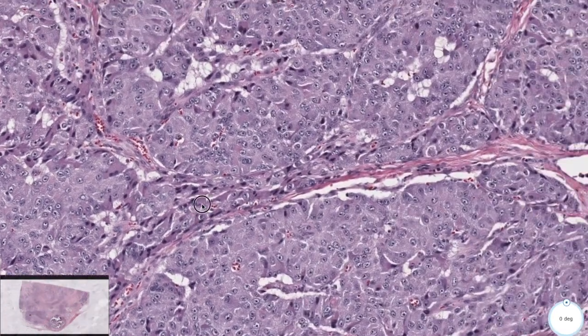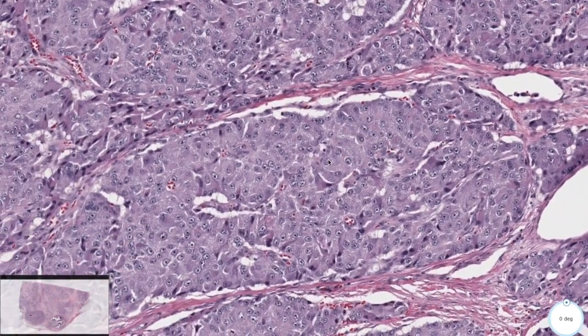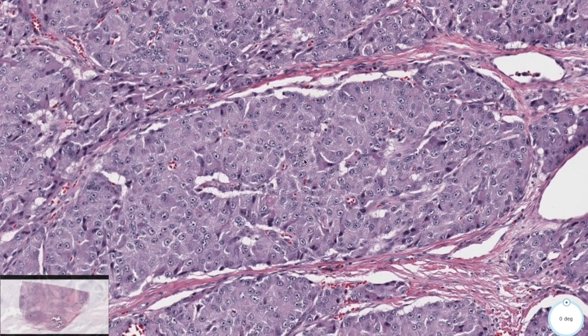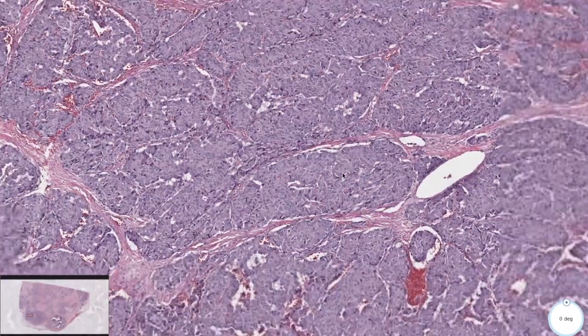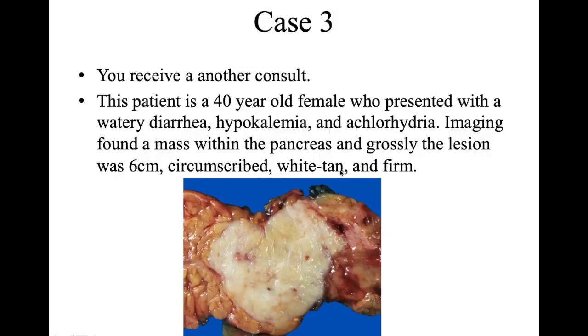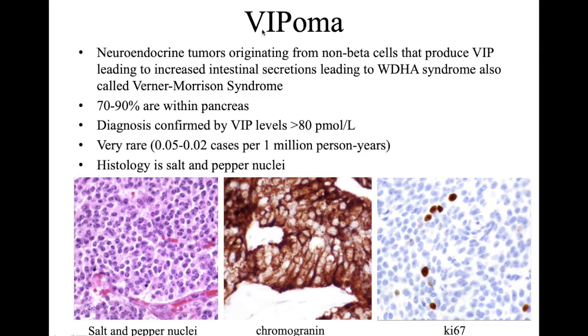And if you remember what normal islets of Langerhans look like, these cells look very similar to that. And there are some capillaries interspersed between them. So I think we have a good idea of what we're working with here. We are working with a VIPoma.